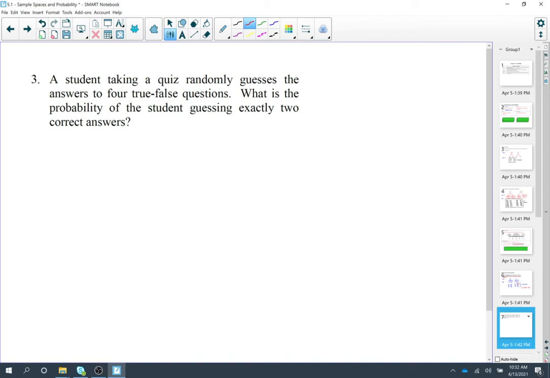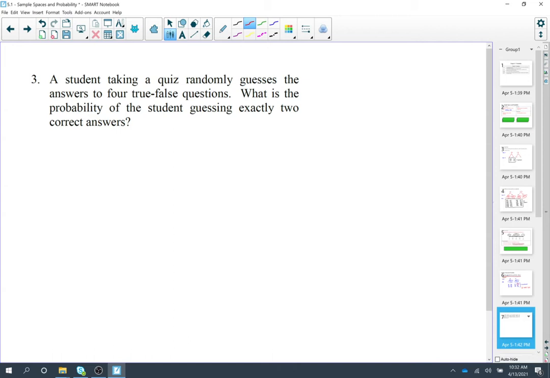Example 3. A student taking a quiz randomly guesses the answers to 4 true-false questions. What is the probability of a student guessing exactly 2 correct answers? So let's start with, okay, this is a true or false test, and he's guessing.